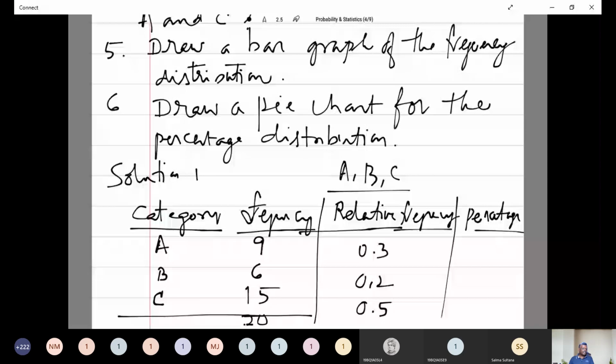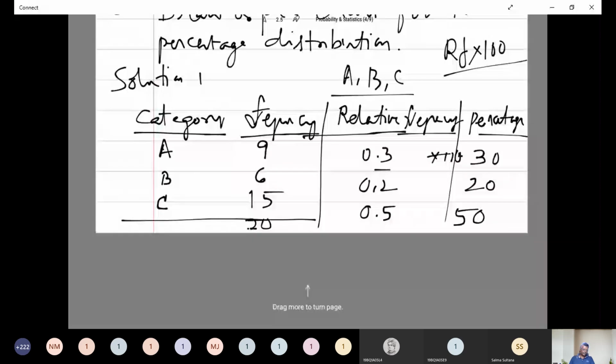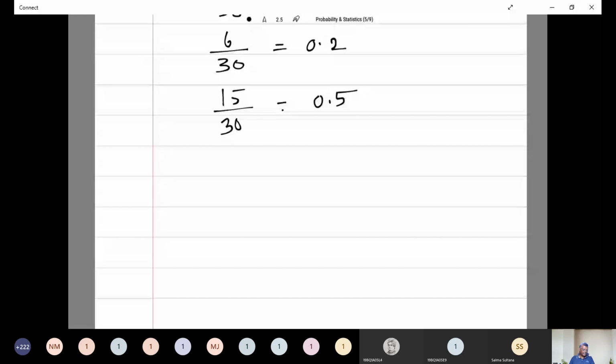Coming to the third one, we need to find out the percentages. How can you find the percentages? Relative frequency into 100 is equal to percentage. That is 0.3 into 100 is equal to 30. 0.2 into 100 is equal to 20. 0.5 into 100 is equal to 50. These are the percentages. Now we can see what is the next question in the problem.